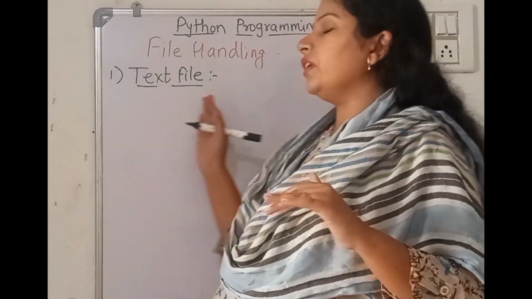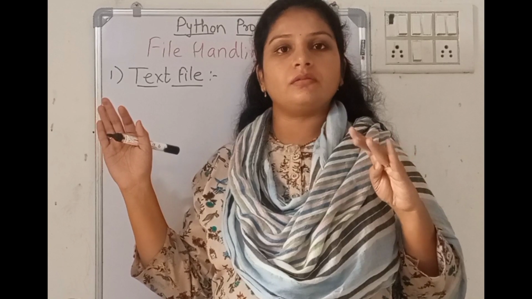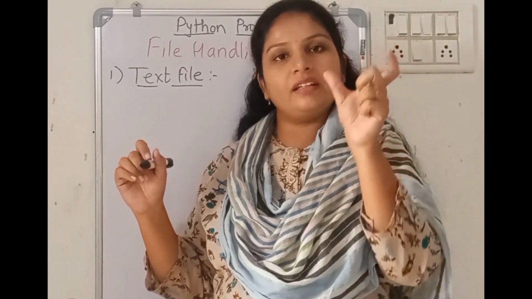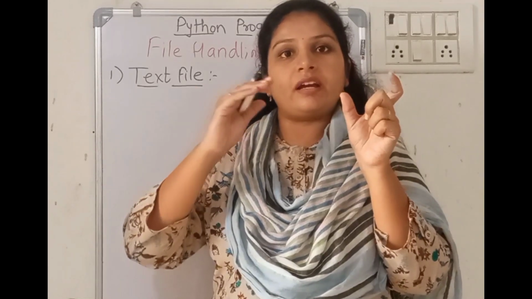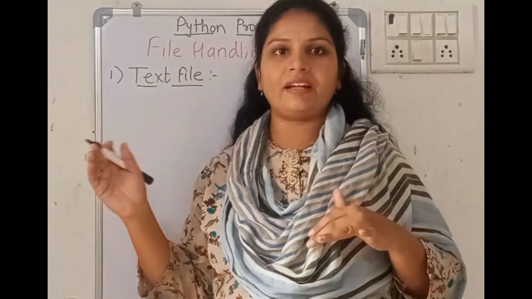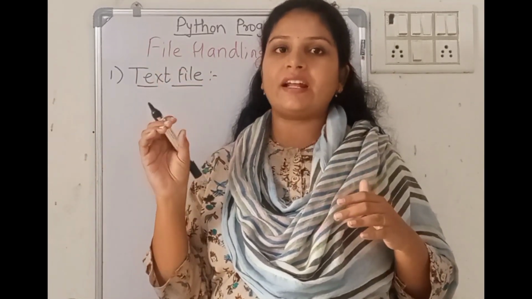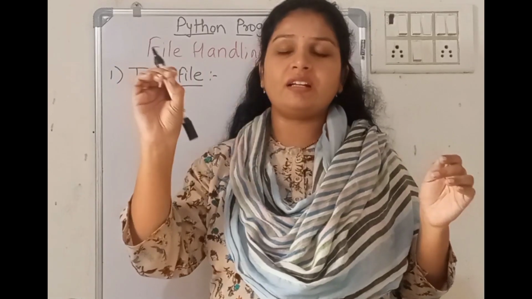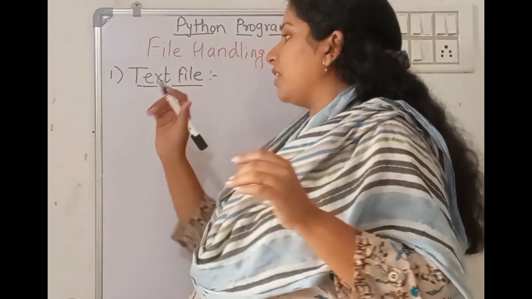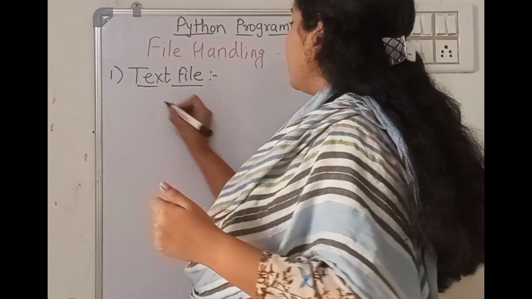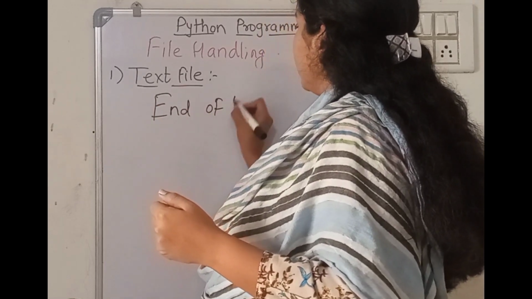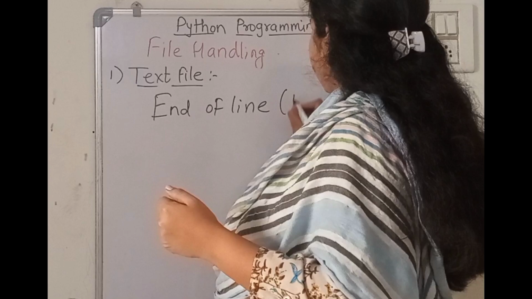Now normally when we consider the text or data lines in the text file, that line has the end of line character. That means one special character we use in all these files to mention where the line, your sentence, is going to end. So that character is the end of line character. So this concept is EOL.